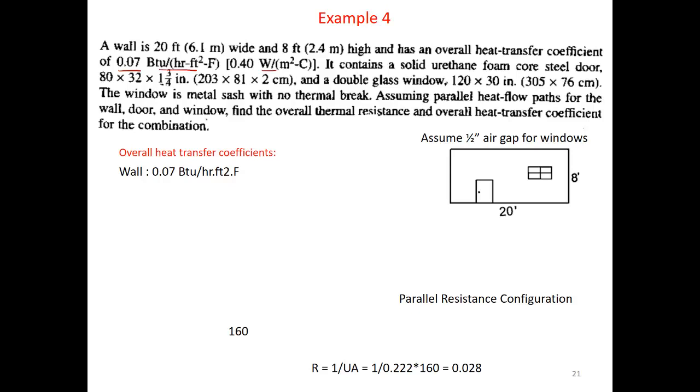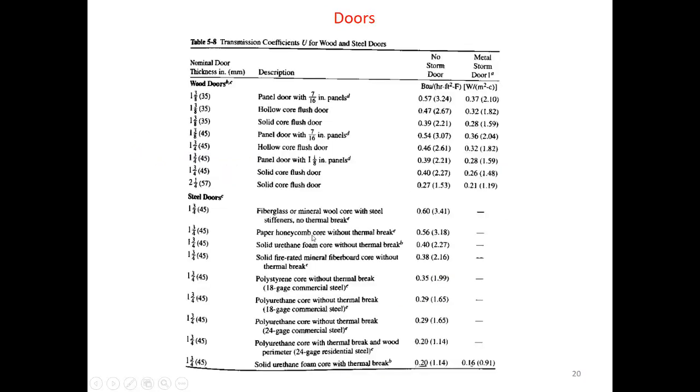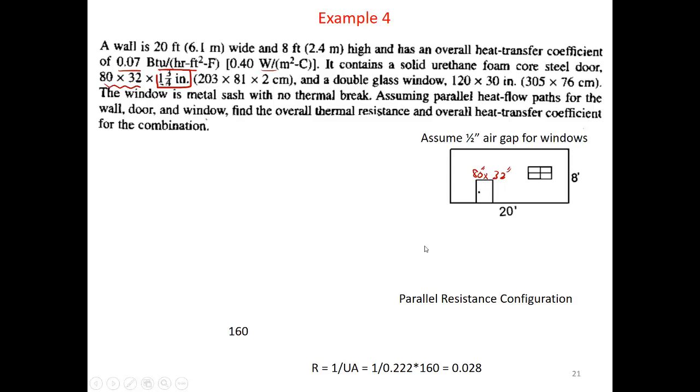It contains a solid urethane foam core steel door, which has these dimensions, 80 by 32 inches, and has a thickness of 1 3/4. So it's a solid urethane foam door, steel door. So we go here, steel, 1 3/4, solid urethane foam core. Yeah, that's the only one that's solid. So we have this, so my U value will be 0.4. That's the door.